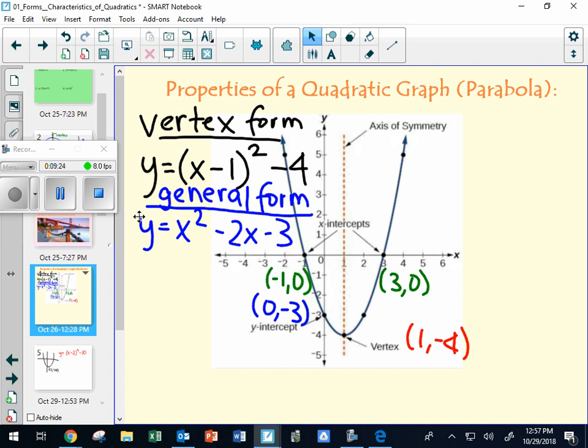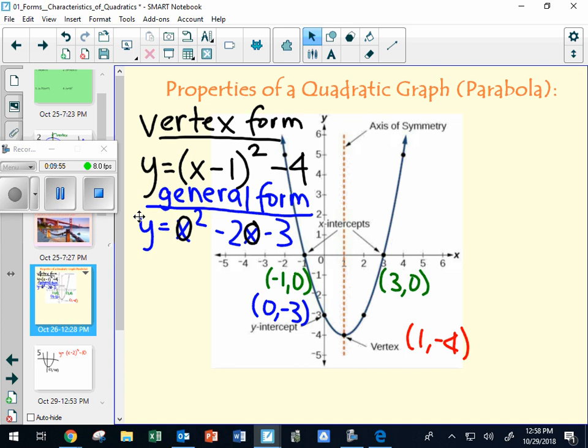So vertex form is important for figuring out the vertex. You can easily find the vertex. In general form, you can easily find the y-intercept. Why did you know it was the y-intercept? Exactly. If I put a 0 in here and a 0 in here, those are all just 0, so you have y equals negative 3. Exactly. All right.